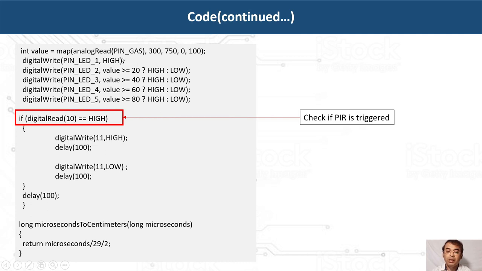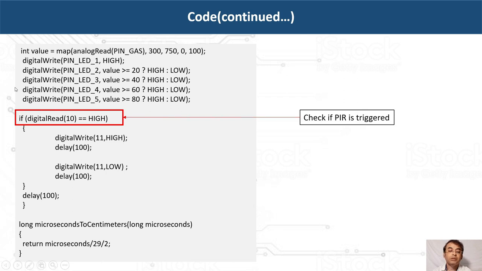Initially it is high, this LED is glowing. Then if the sensor value is greater than or equal to 20, then the first LED as well as the second LED are also glowing. If the sensor value is greater than or equal to 40, then the first, second and third LEDs are glowing. When the sensor value is greater than or equal to 60, then the first, second, third, fourth, all the LEDs are glowing. And when the sensor value is greater than or equal to 80, then the first, second, third, fourth, fifth, all the LEDs are glowing.